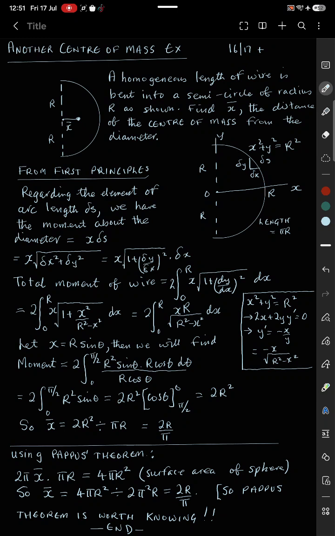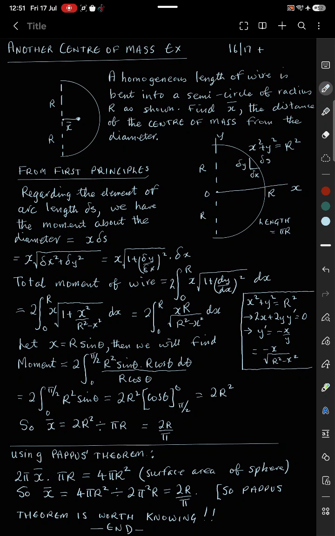So if we keep referring to the diagram on the right, from first principles regarding the element of arc length delta s, its moment about the diameter will be x times delta s, which equals x square root of delta x squared plus delta y squared, which simplifying becomes x square root of 1 plus (delta y over delta x) all squared, times delta x. So using the calculus principles, we have the total moment of the wire will be twice the integral between 0 and r, x square root of 1 plus (dy/dx) squared dx.